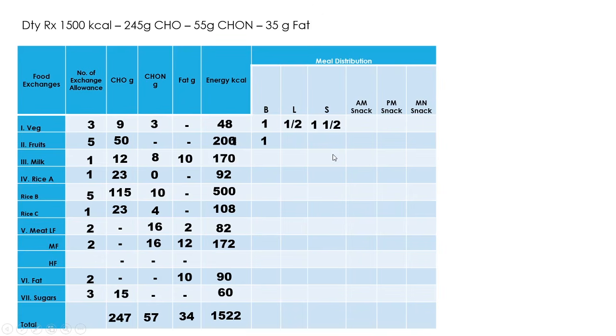So for the fruits, just distribute everything and make sure that they also total the number of exchange allowance per day. For milk, 1 milk here for breakfast, but there are also times that patients want it for their snacks, so you can add either for PM snack, midnight snack, or AM snack. And then for rice A, PM snack, and then rice B, every meal. And then the following, okay, sugar.